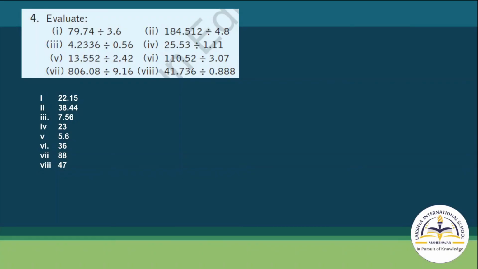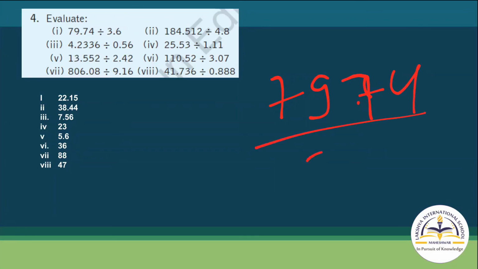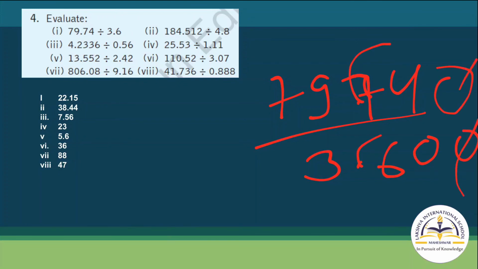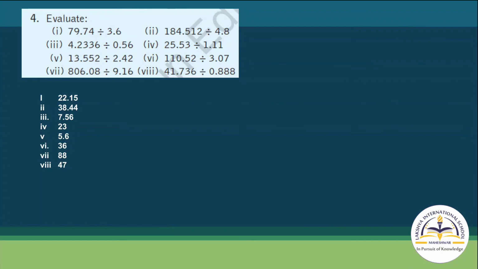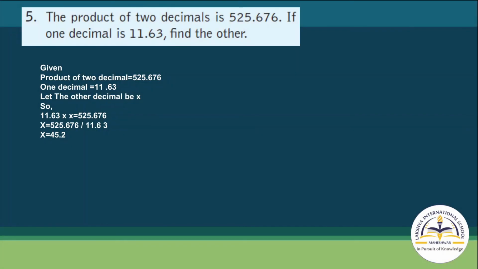Evaluate. Here again you have to solve the given values. You can see 7.74 divided by 3.6. You can see 2 decimal places, you can see 1. Okay, so cancel the decimal points. Now 774 you have to divide by 36. So we will divide and your answer is 2.15. Okay, in this manner you have to solve.